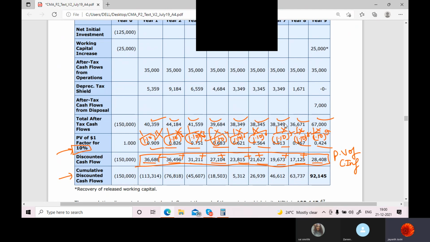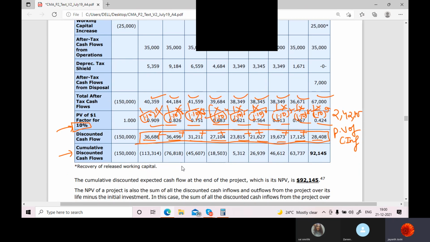I think we would get 2,42,145. So 2,42,145, that is the PV of inflows, the summation of this, minus the present value of outflows. So 2,42,145 minus 1,50,000, you would get your NPV as 92,145. This is your positive NPV. You can accept the project.